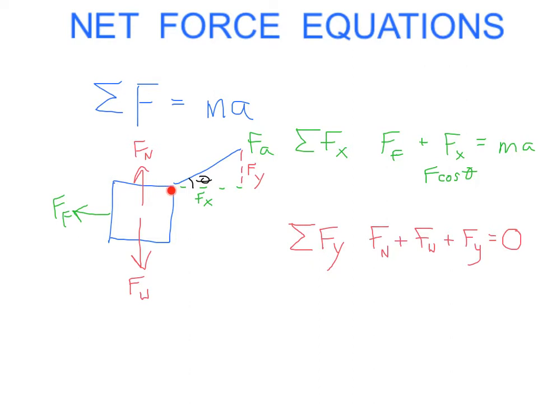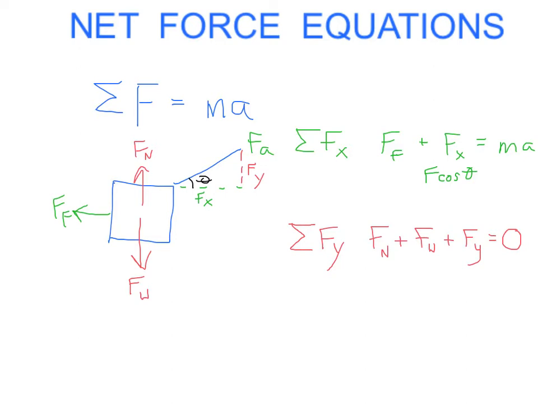Everything horizontal goes in that horizontal equation. Everything vertical goes in this vertical equation. That's why we call it the sum of the net forces, and we use a sigma, because it is all of the forces added together.